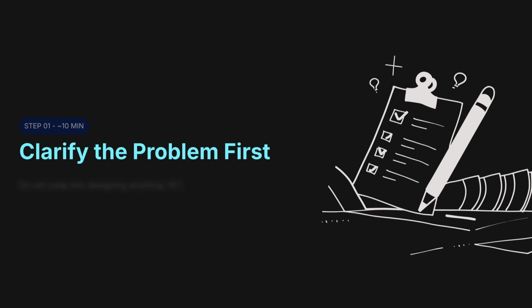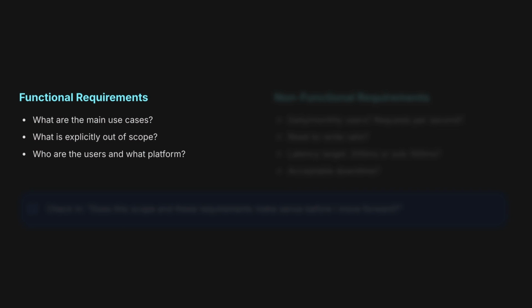Let's start with the first step, which usually takes up to 10 minutes or less. This is where you clarify the problem first before getting into the solution. You do not want to jump into designing anything yet before clarifying the functional and non-functional requirements. By functional requirements, we mean the main use cases of this system that we're building, and what is explicitly out of scope, because if you're given something to design like Spotify, you can never design it in 60 minutes. This usually takes multiple teams months of effort, if not years, to build and design all of this, right? So of course you can't do it as a single engineer during 60 minutes.